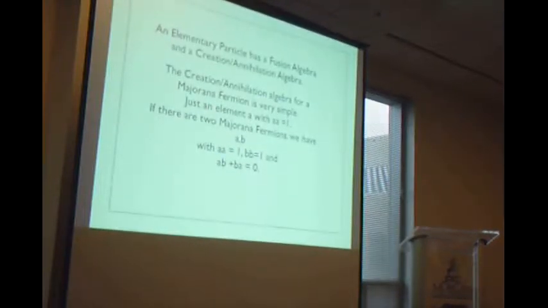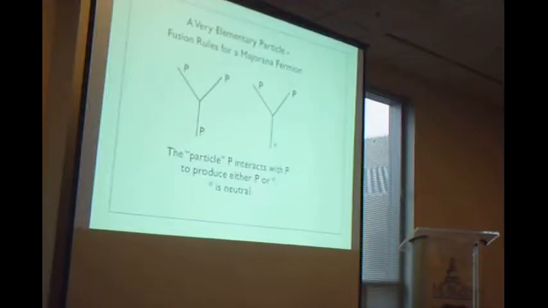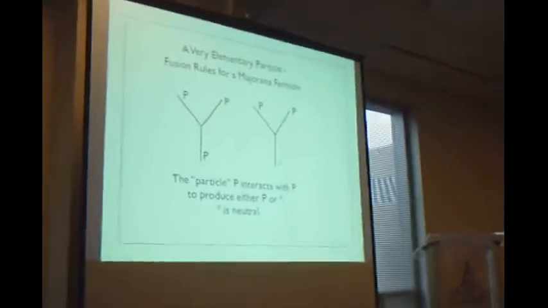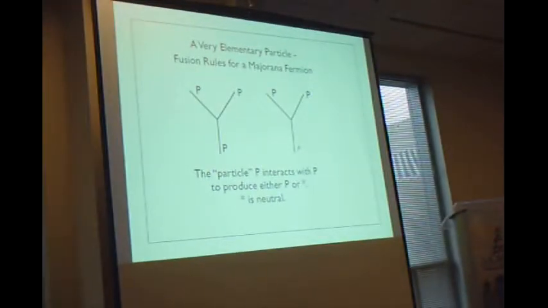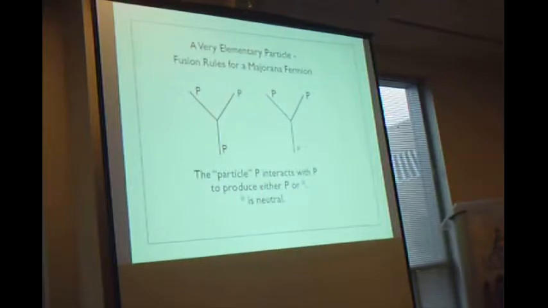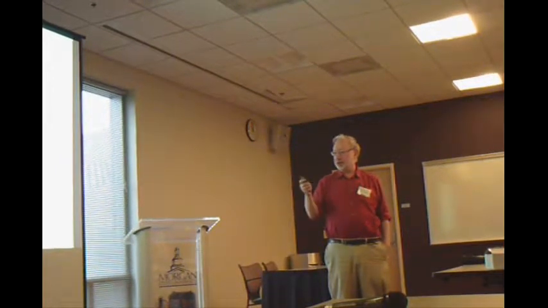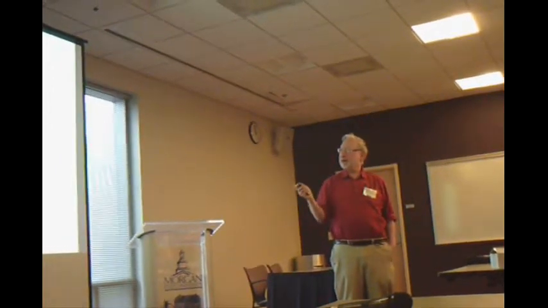So the fusion algebra of a particle is the combinatorics of how it can interact. In this case, if you have many particles, you look at the I particle and the J particle and see how they interact. They interact with some other particle or particles. That's the fusion algebra, the way they interact. In this case, the fusion algebra is very simple. P times P is equal to either P star, P, or 1.